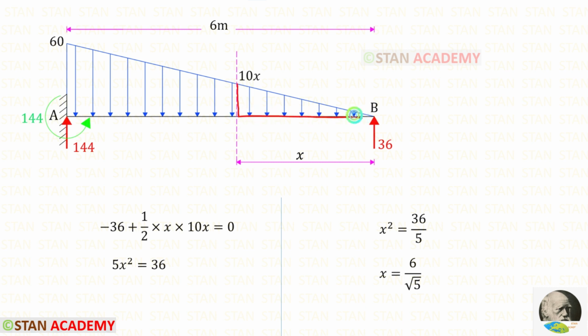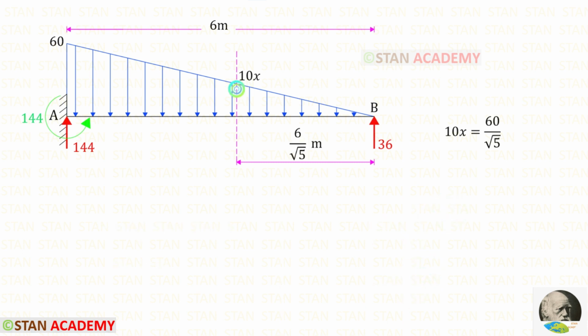Let us take this triangle. We know the area formula of a triangle, half into BH. Here the breadth is x and the height is 10x. So this is the area. Finally, we will get this expression. We can take root on both of the sides so that for x we will get 6 upon root 5. We know that this height is 10x. Now we know the value of x, 6 upon root 5. So 10 into 6 upon root 5, we will get 60 upon root 5.